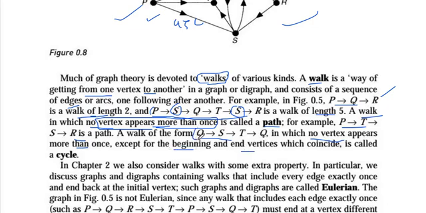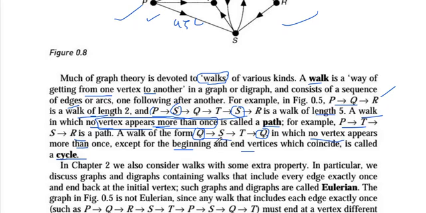Okay, when the beginning and end vertices coincide, it's called a cycle. So they have started from Q and again ended their walk at Q. We have started from home and again ended at home after shopping. So this is called a cycle. Here in this paragraph we have learned three definitions.